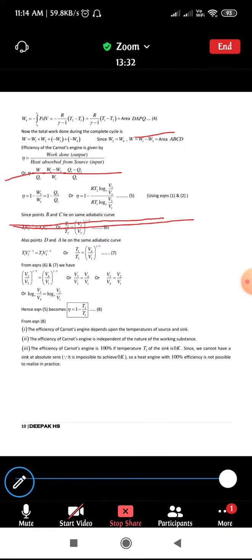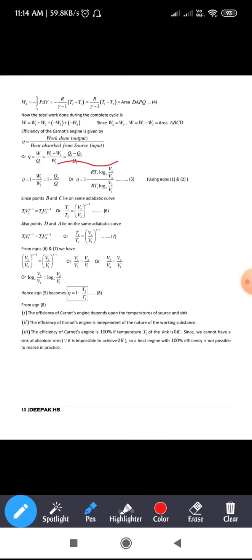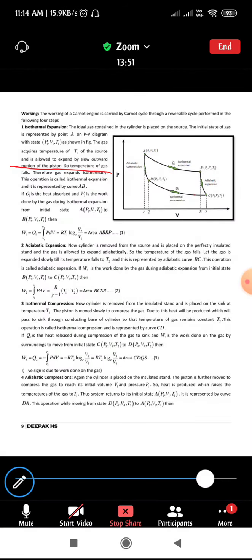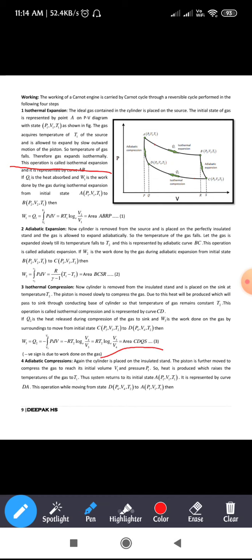With that, the equation comes out to be efficiency is equal to W by Q1, that is equal to W1 minus W3 divided by W1, which is equal to Q1 minus Q2 divided by Q1. Similarly, in equation 3 we have expressed W3 is equal to Q2. Q2 is the amount of heat rejected.